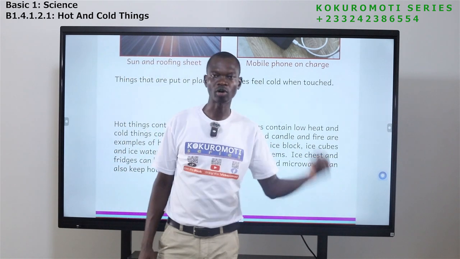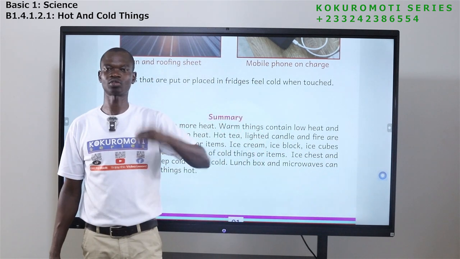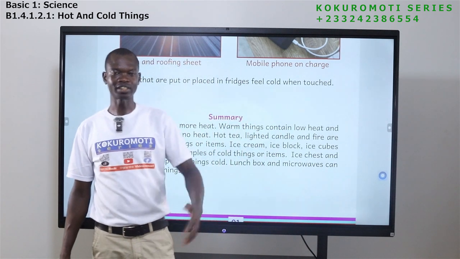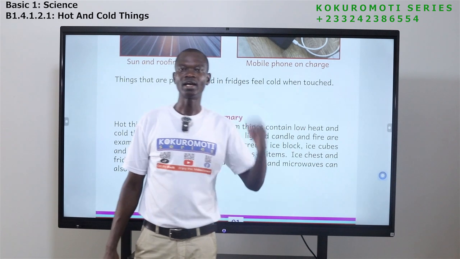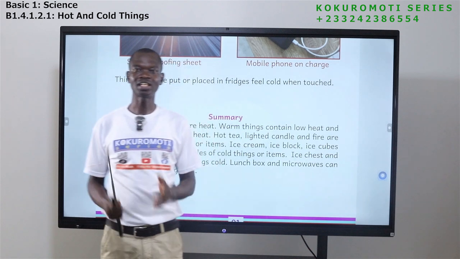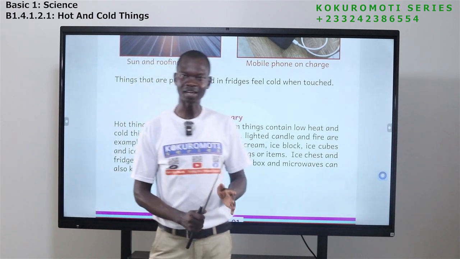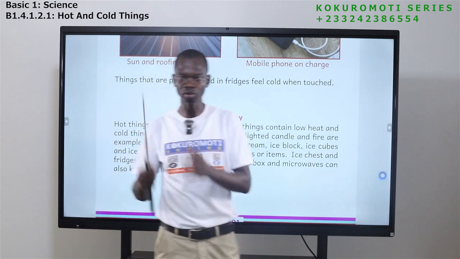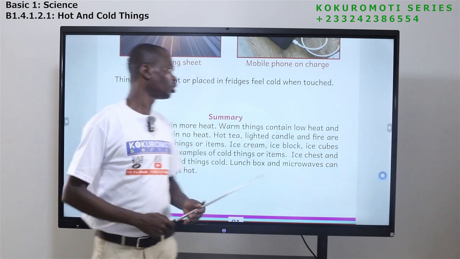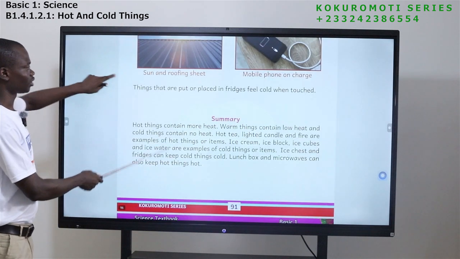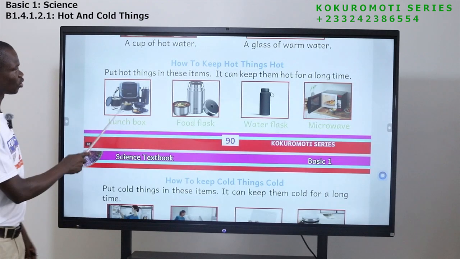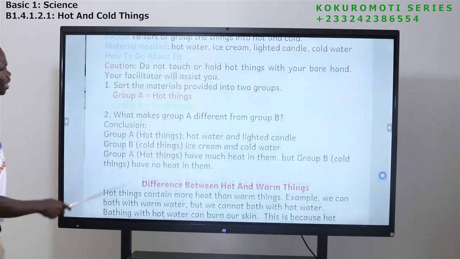Anytime you want to describe hot things, you should be able to know that this is hot. Anytime you want to describe a warm thing, you should be able to describe that yes, because of A, B, C, this is warm. And anytime you want to describe something that is cold, you should be able to tell. Now we have seen how to keep hot things hot for a long time. We have also learned how to keep cold things cold for a long time, and the things that we can use to do so. We have learned about all these. So this is what today we have learned.